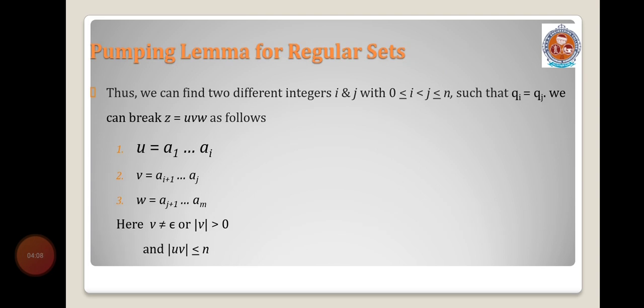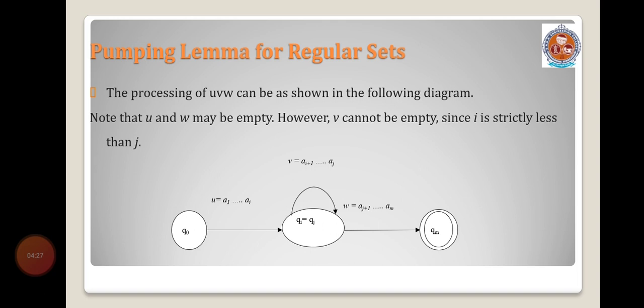So here let u equal to a1, a2 and so on ai, let v equal to ai plus 1, ai plus 2 and so on aj, and w equal to aj plus 1, aj plus 2 and so on am. We observe that mod v greater than 0 and mod uv less than or equal to n. And now the following diagram shows the transition path for the string z in the automata.